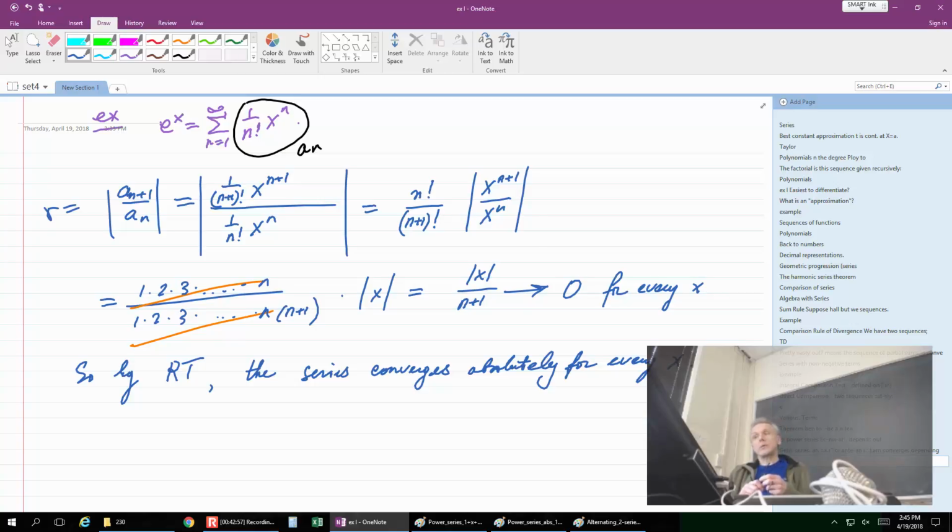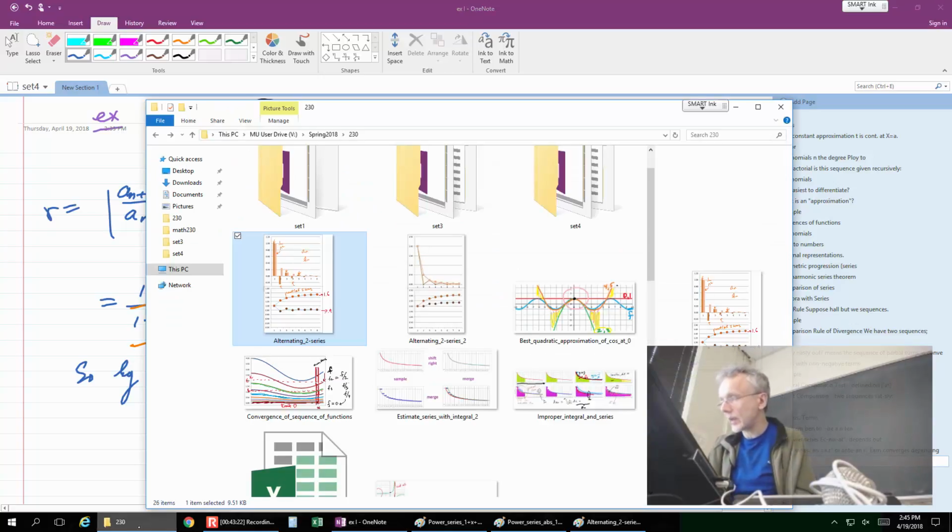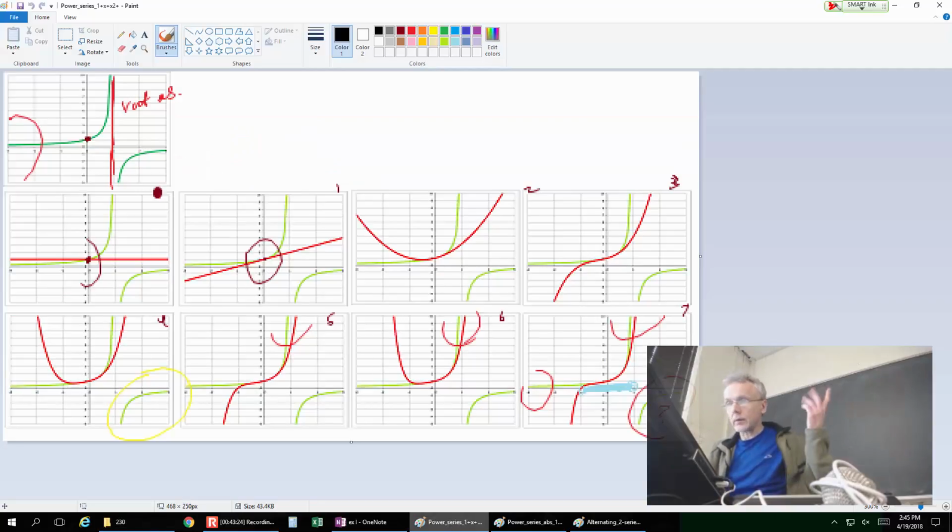But at this time, this works out perfectly, because for every x from negative infinity to infinity, just as the exponential function is defined on negative infinity, infinity, so is the power series on the right. So the replacement then is perfect.